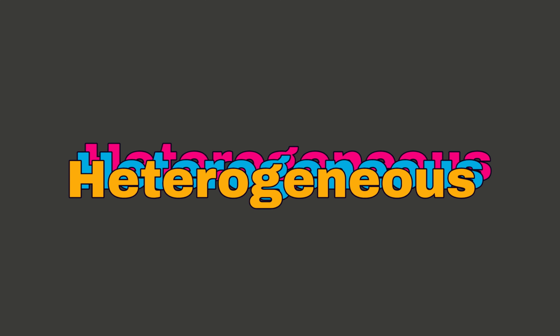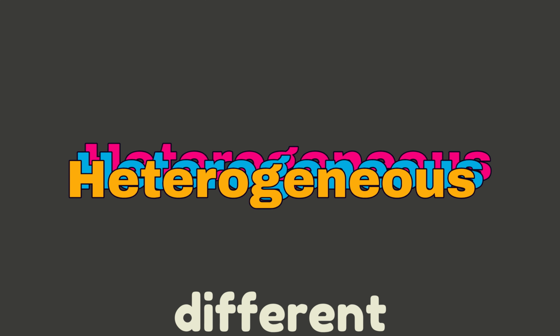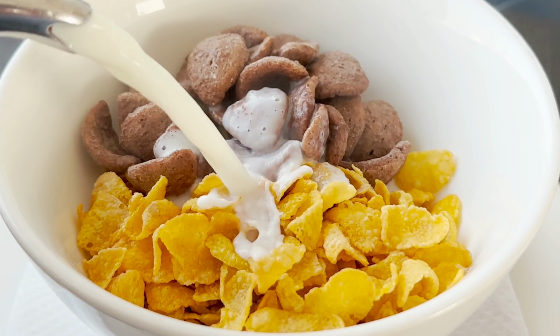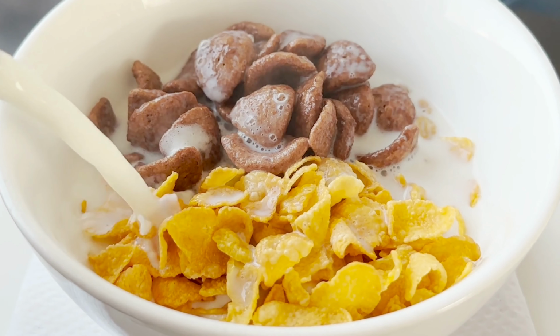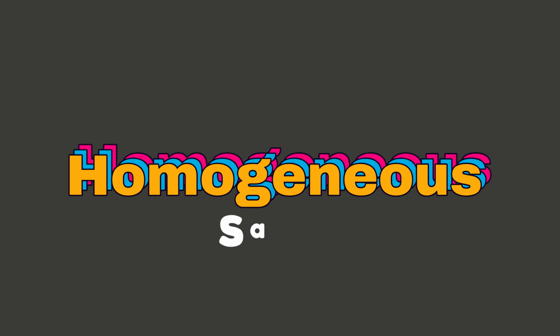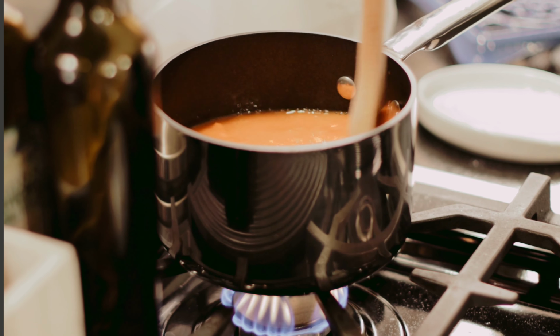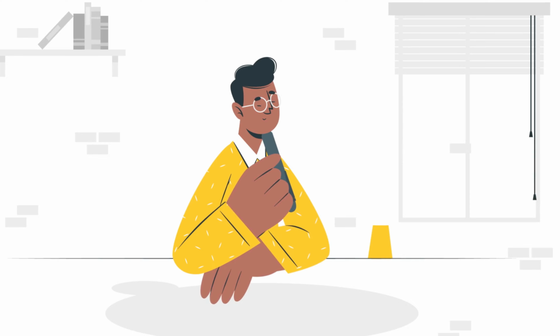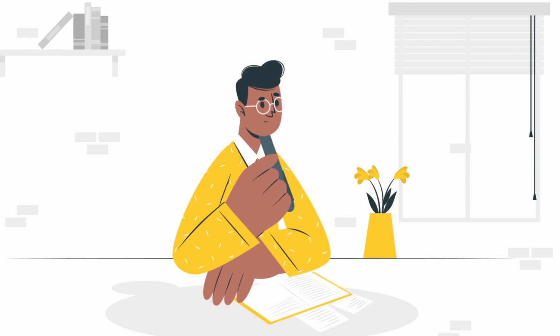There are two types of mixtures. First, heterogeneous. Heterogeneous means different. Think about cereal and milk. You can see the cereal and the milk separately. They don't mix evenly. Second, homogeneous. That means the same. Think of tomato soup. It's smooth and looks the same all the way through. No chunks to see. All right, now let's talk about different everyday mixtures.